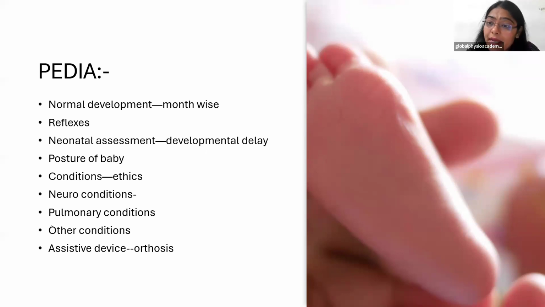Conditions, pediatric ethics, neuro conditions. In the neuro conditions, babies have respiratory distress syndrome. So these types of pulmonary conditions, other conditions: CP, ataxia, athetoid CP, spina bifida, Down syndrome, DMD. So these are the other conditions in pedia, and assistive devices and orthosis for pedia that we will cover in the pediatric lecture. So that is your pedia.